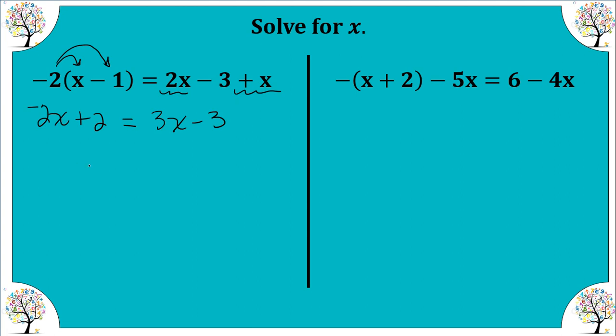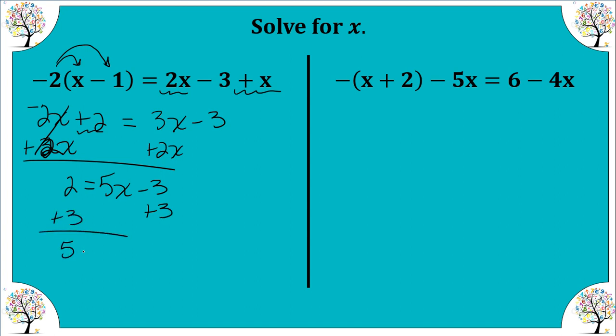We have variables on the left, variables on the right. Negative 2x is smaller than 3x, so I'm going to make negative 2x go to 0, by adding 2x to both sides. So negative 2x plus 2x is 0. This is a positive 2 I'm going to bring down. 3x plus 2x is 5x. We're isolating x, so we're going to get rid of the minus 3 first. We get 5 is equal to 5 times x. We're going to undo multiplication by dividing. And my solution is x equals 1.